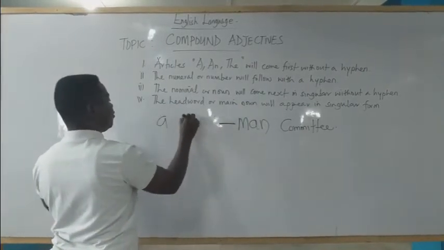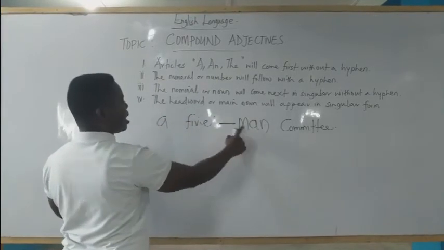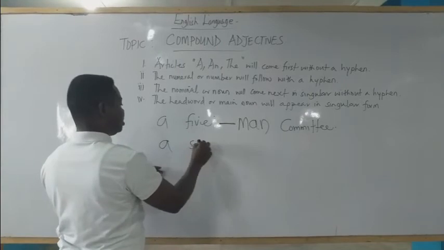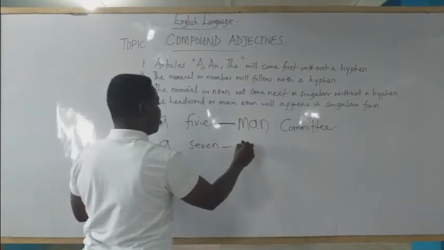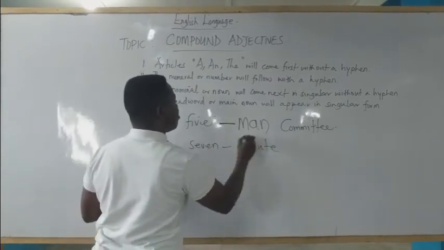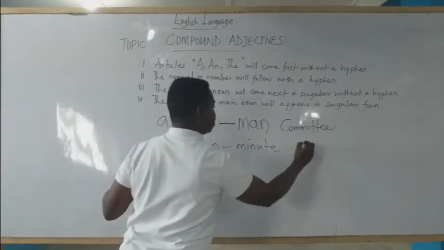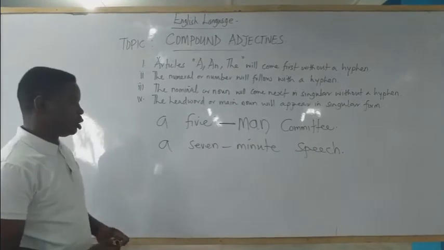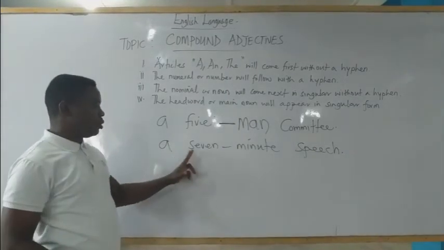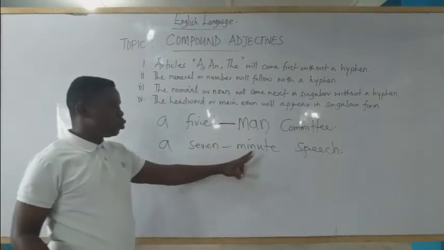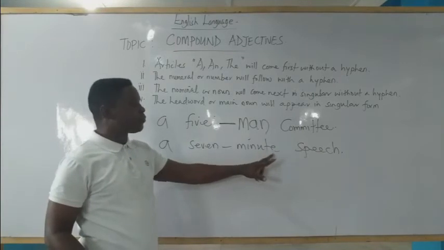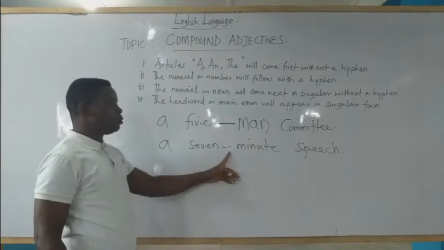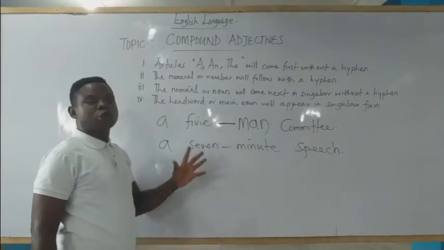A 5-man committee. Next, we have a 7-minute speech. A 7-minute speech. This is correct. Article, no hyphen. Number with hyphen. Nominal in singular form without a hyphen. Then head word in singular form. This is what? A 7-minute speech. This is also correct.